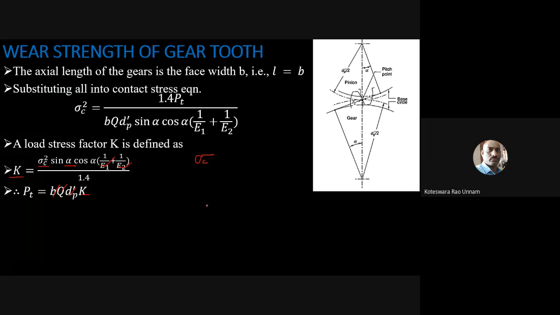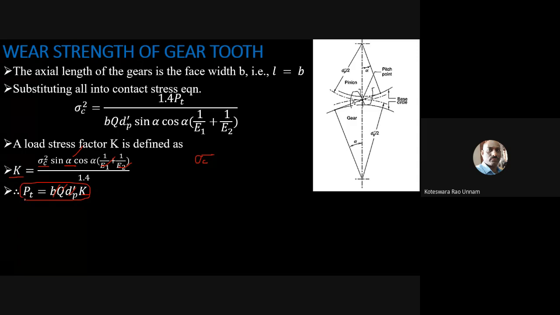You can calculate the K value easily based on the materials of the gear and pinion, and also the pressure angle. You should know the pressure angle of the gear. Once you know the K value, then you can calculate this PT.